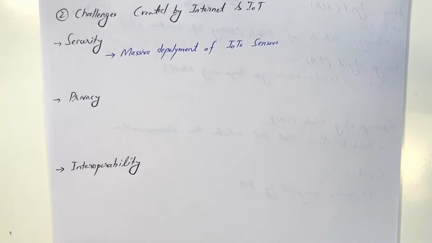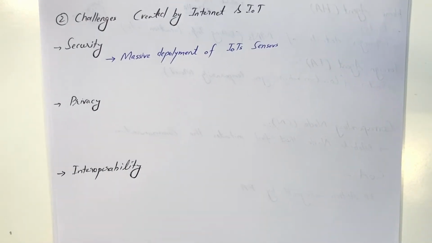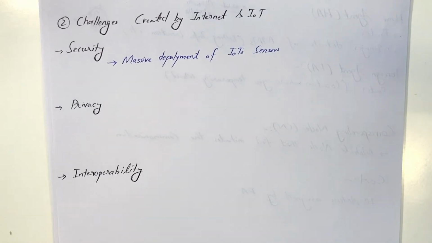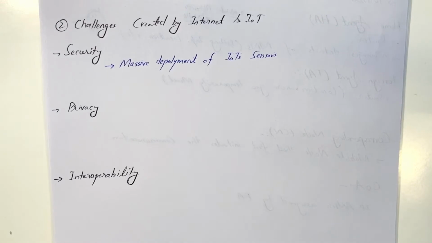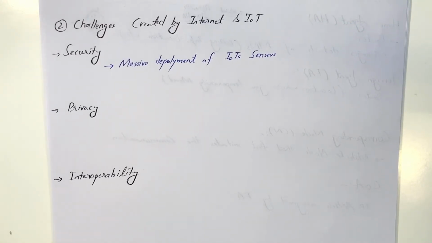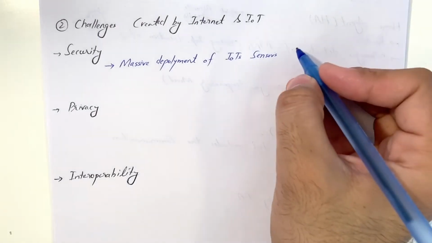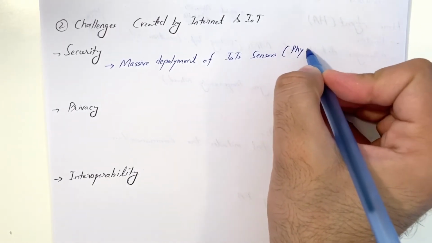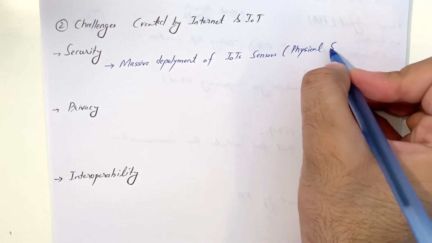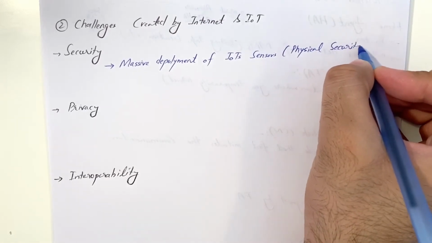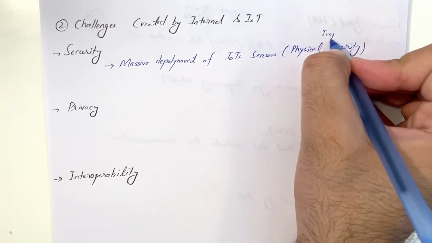Since we are massively deploying the sensors everywhere, a car might have 700 sensors. There are many examples of IoT. So the first problem is that it is impossible to physically secure them. Providing physical security is impossible.